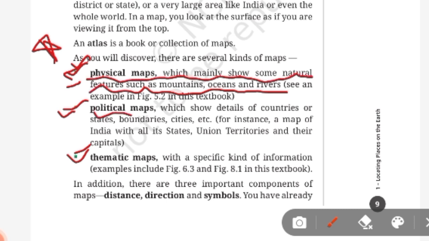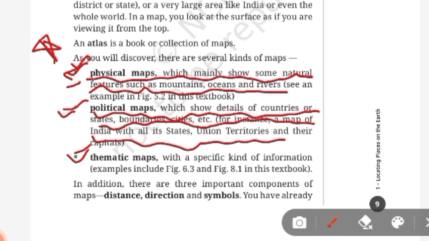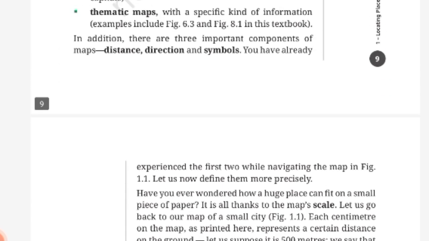Then political maps, which show details of countries or state boundaries, cities, etc. For instance, a map of India with its states, union territories, and the capitals. Then thematic maps, with a specific kind of information. In addition, there are three important components of a map: distance, direction, and symbol.